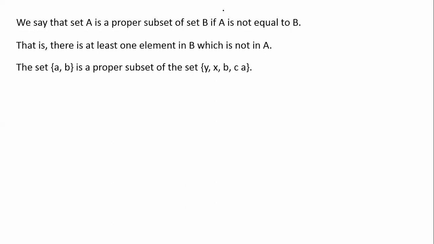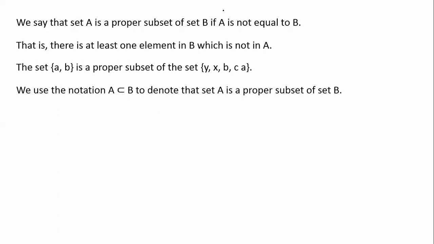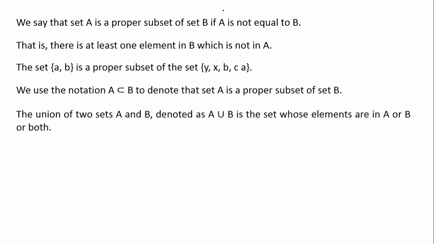So definitely when we say that A is a proper subset of B, the converse is never true. B can never be a proper subset of A. On the contrary, if we just say A is a subset of B, it is quite possible that B is also a subset of A, and in that case both sets will be equal. And this is the notation for proper subset.